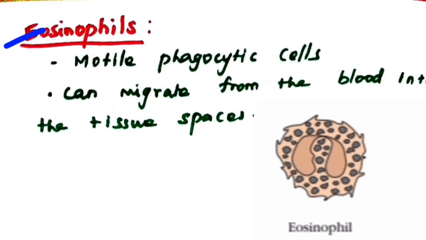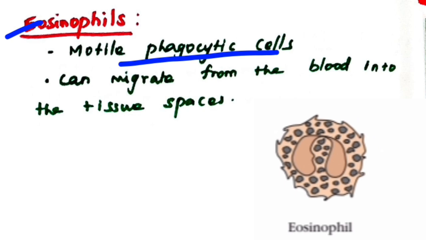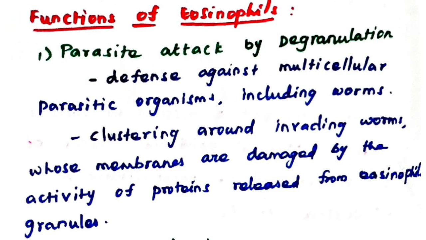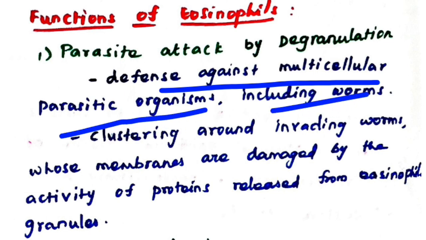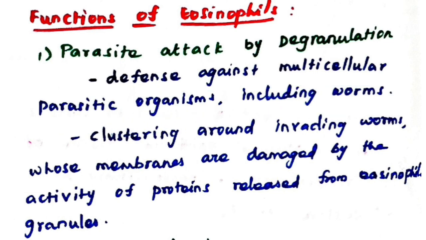One is eosinophils. Like neutrophils, these eosinophils are motile phagocytic cells and can migrate from the blood into the tissue spaces. Next are the functions of these eosinophils. The first one is degranulation. By degranulation, it attacks parasites and defends against multicellular parasitic organisms including worms. Eosinophils cluster around invading worms, then damage the membranes of the worms by the activity of proteins released from eosinophil granules.